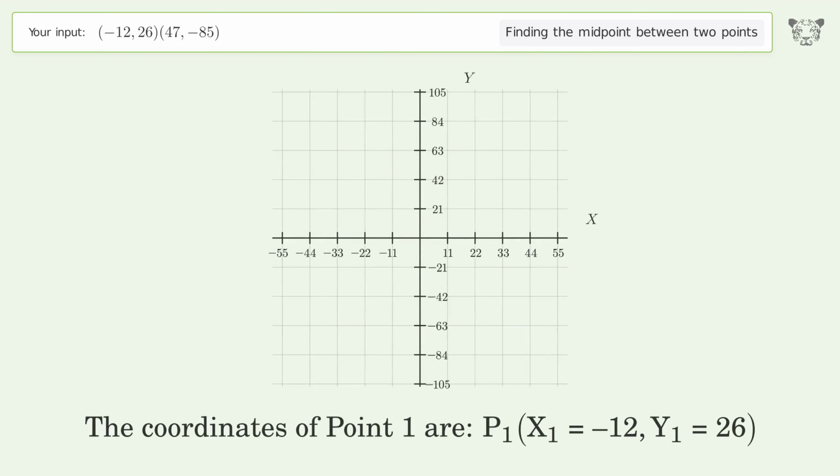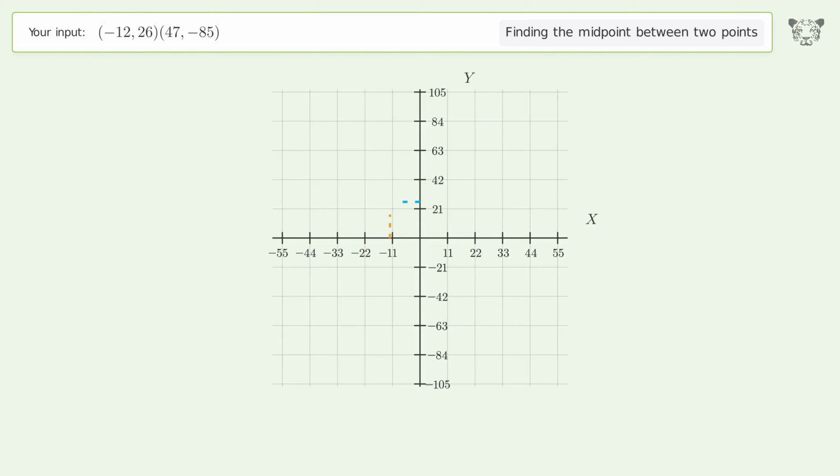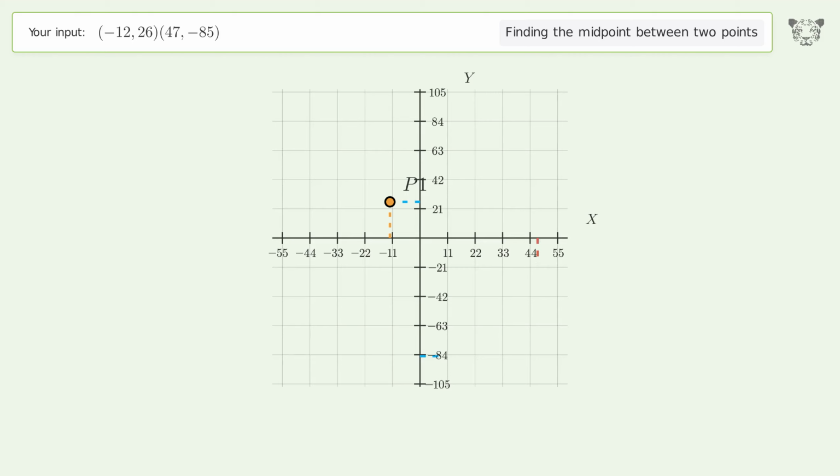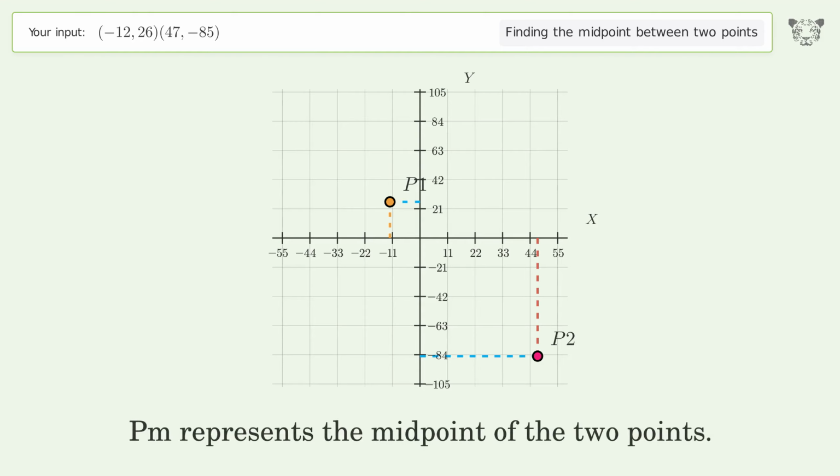The coordinates of point 1 are x1 equals negative 12, y1 equals 26. The coordinates of point 2 are x2 equals 47, y2 equals negative 85. PM represents the midpoint of the 2 points.